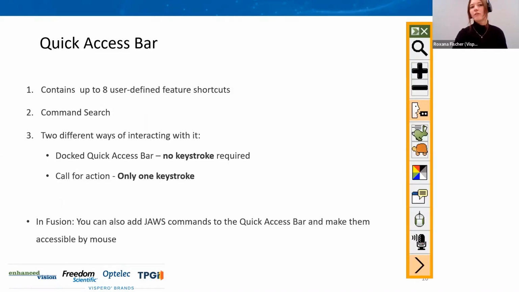So to sum it up, you have user-defined shortcuts available there, the command search, and the 2 different ways of interacting with them. And if you have Fusion, that was presented yesterday, you can also add JAWS commands. That is the first time that you can have access to ZoomText and JAWS features in one UI next to each other.